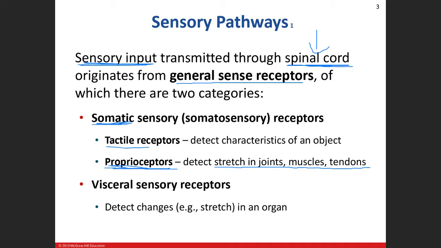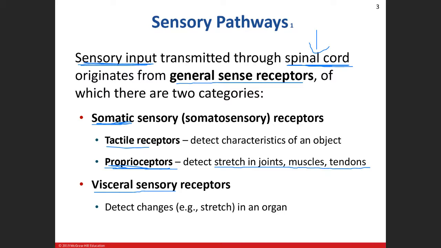Tactile receptors we're familiar with. Touching stuff, what it feels like. So the other category is visceral sensory receptors. Now this is the stuff that we can't consciously perceive. This has to do with, now remember, visceral has to do with viscera, and viscera are going to be organs.